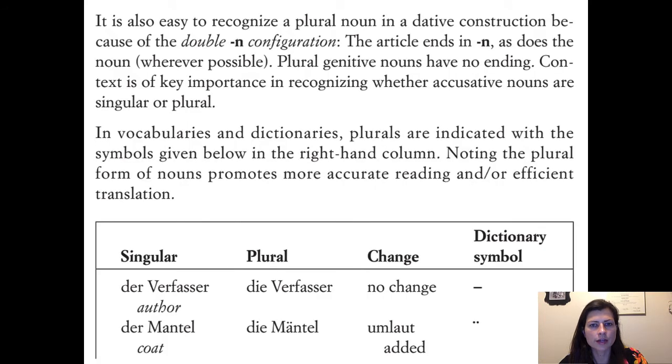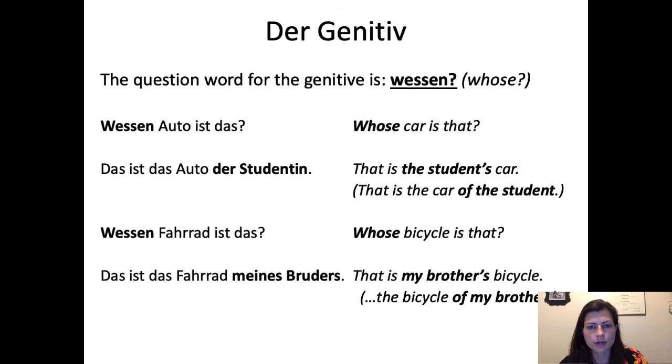And so then we want to look at these plurals again, right? Because it's very tricky when you look at a genitive and you think it's actually a plural, because we've got all these S's here. Meines Bruders, Bruders, it looks like a plural or something, but it's really not.